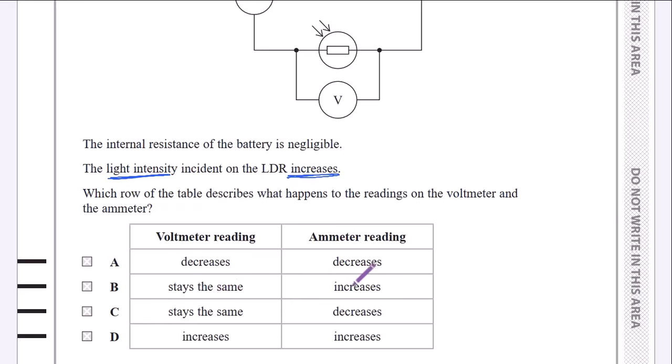PD stays the same, current increases. Answer should be B.